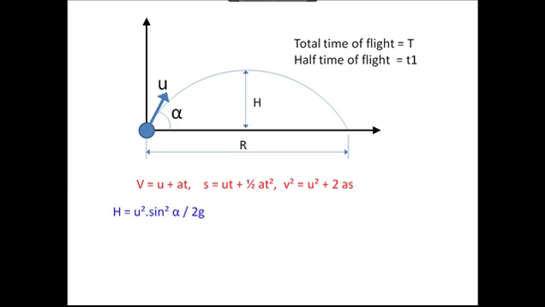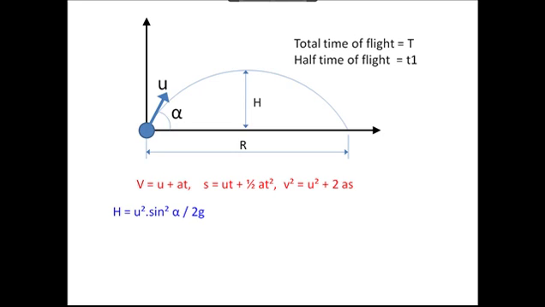Now the standard formulas, or the standard parameters for which the formulas are derived, are: what is the maximum height h the projectile will go? So it is u² sin²α / 2g.